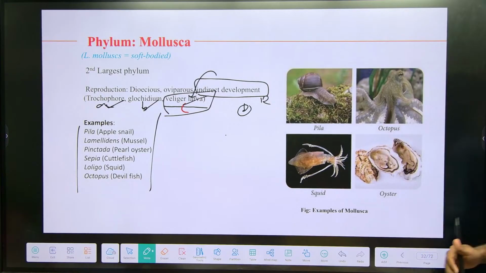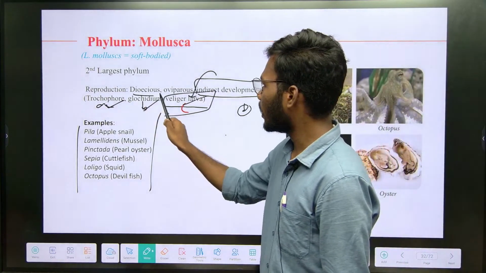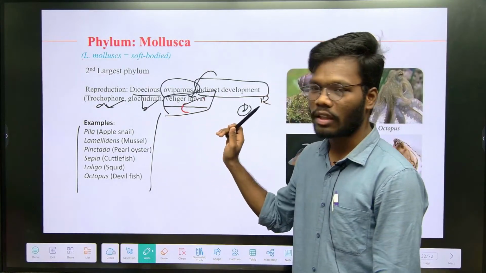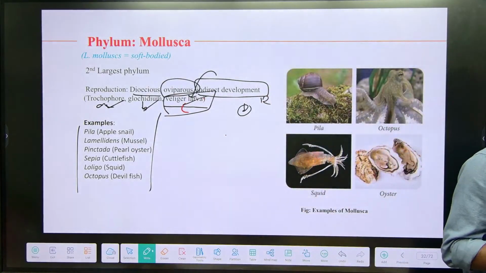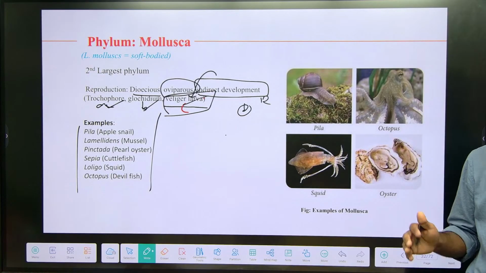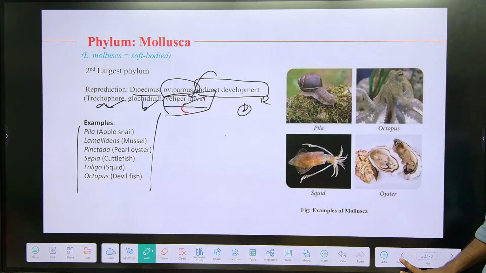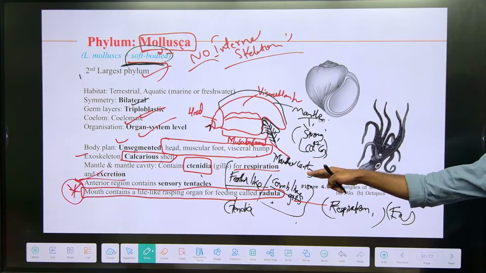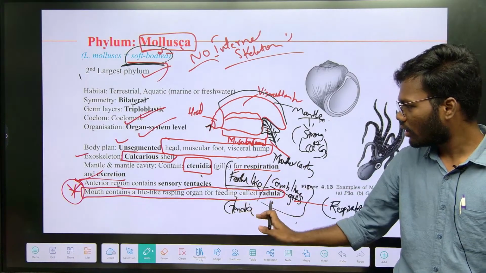So this is all about reproduction: dioecious, oviparous animals, indirect development. Understand? These are the characteristic features you have to remember in this class. Sorry, phylum Mollusca. What are the things you have to remember? Larval stage, examples, some key terminologies: Ctenidia, radula.